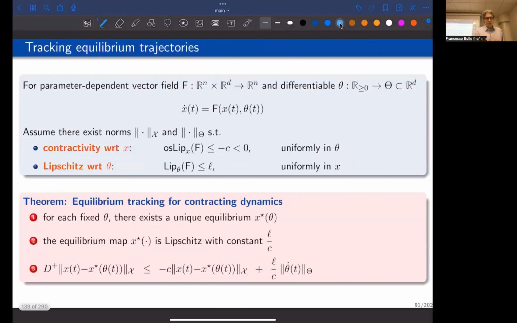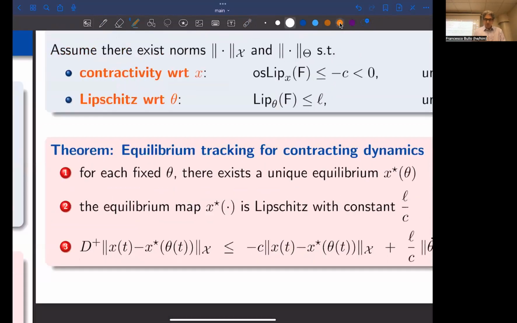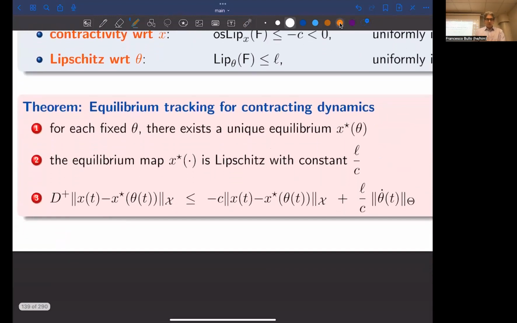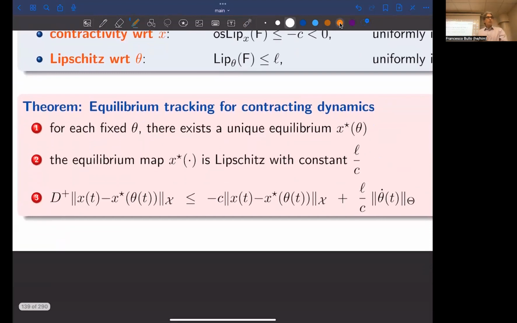Okay, here's the theorem, which I will show you in a second. The theorem is that the error, the norm of x of t minus x star of theta of t. I know the notation is a little heavy, that's why I'm going slowly. But really, it's the correct error. That's what you really care about: where are you and where is the optimal point? That's your set point. You would like to go there, right? But that point is moving.